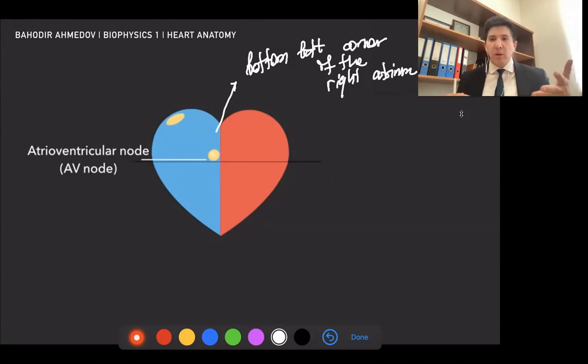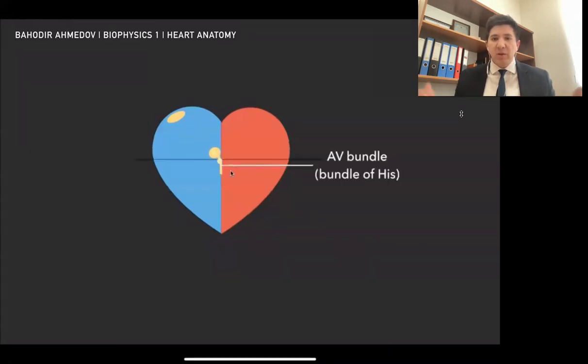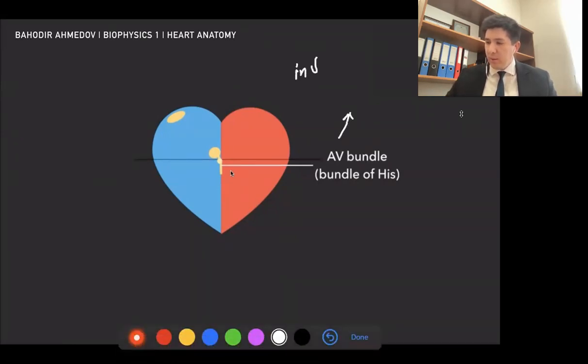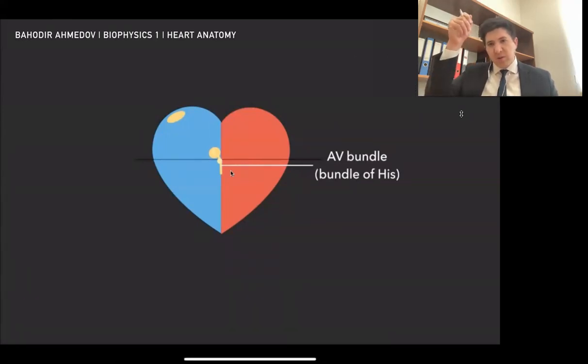Once the AV node gets the signal, it is also going to create another signal, which is going to be transmitted through the so-called AV bundles, sometimes called the bundle of His. The AV bundle is located in the middle of the right and left ventricles. Then the signal is going to be transmitted through the AV bundle.